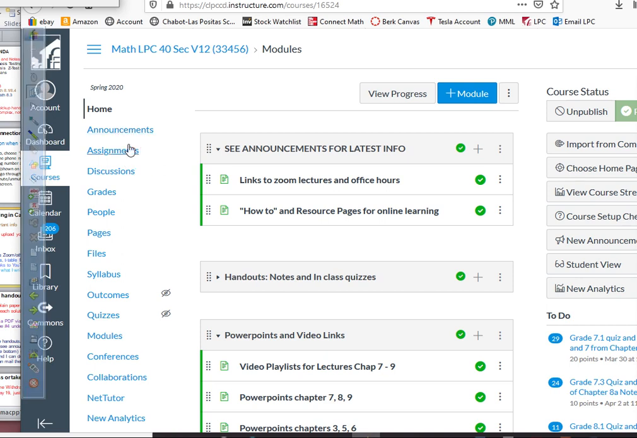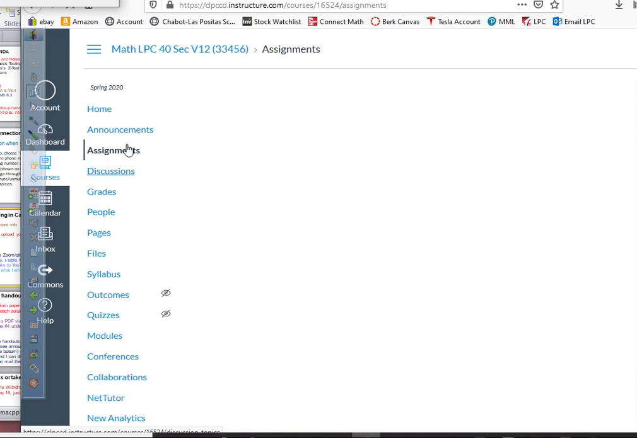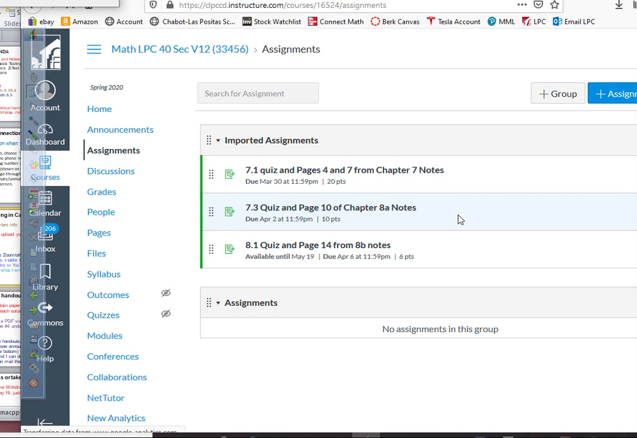And then assignments right here, that's where you're going to upload all the stuff for your classwork, basically. So your quizzes, a picture of your quizzes, and a picture of whatever page I choose for that day. Today's page, you can choose between 14 or 15, whichever one you think is better, and you'll click on here and you'll be able to upload it there.